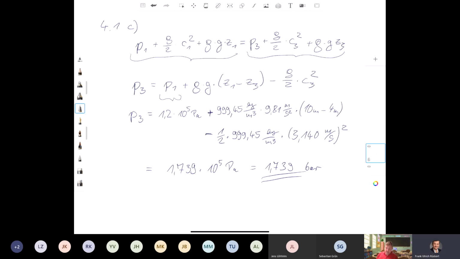Okay. And now, okay, this was from 1 to 3, and now we have to do it in the same way from 4 to 7, and from 1 to 5, and from 6 to 7. And we will do it because it's an important exercise and you have to practice it.